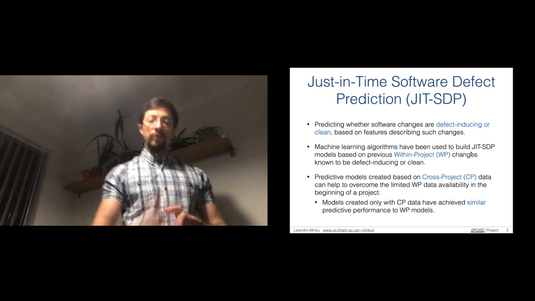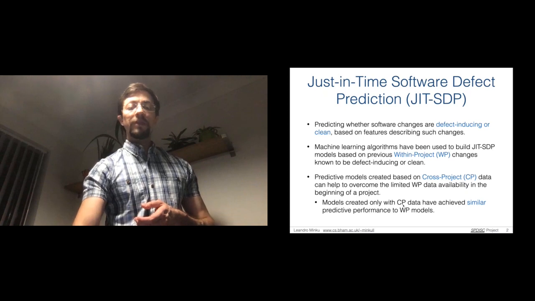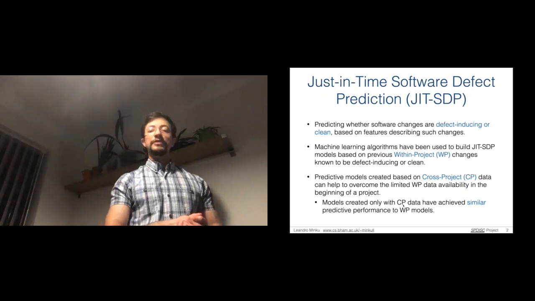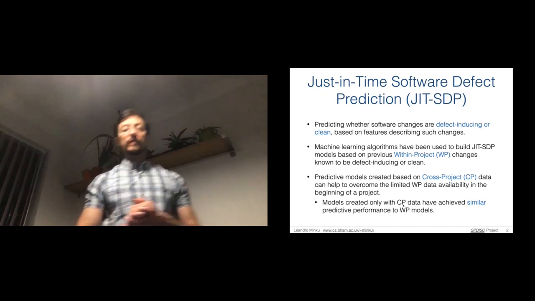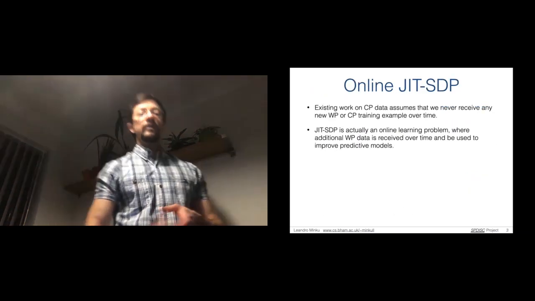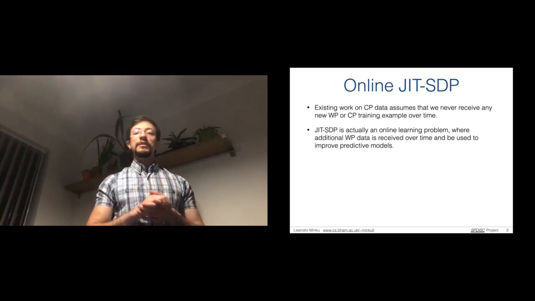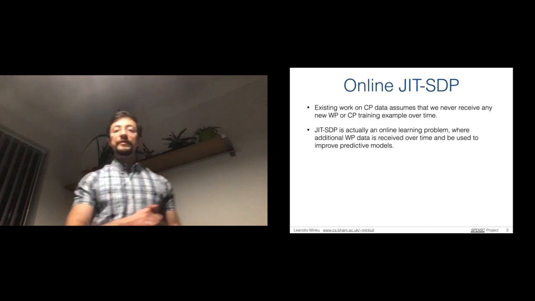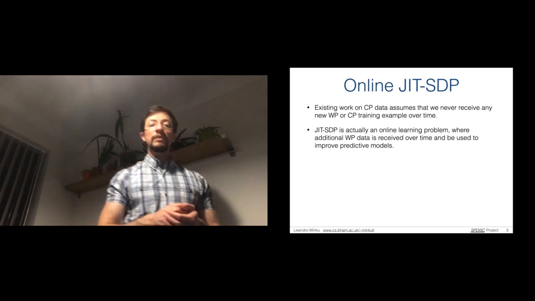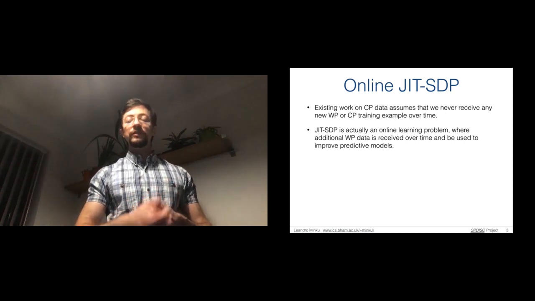To overcome this problem, people have investigated the use of cross-project data, and they found that models created only with cross-project data achieved similar predictive performance to models created only with within-project data. But the problem of existing work on cross-project data is that they assume that we never receive any new within-project or cross-project training example over time. And in reality, JIT-SDP is an online learning problem where additional within-project data is received over time and can be used to improve predictive models.